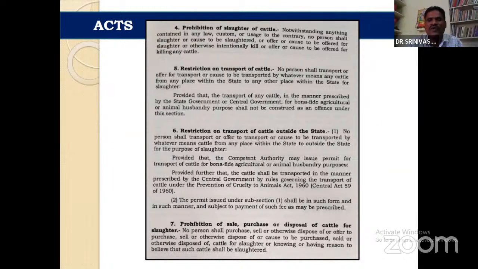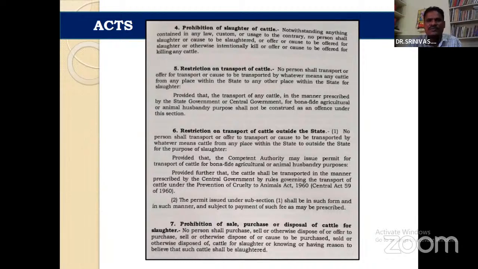There is no way to slaughter cattle or other cows. It is a very stringent action: prohibition of the slaughter of cattle, and even restriction on the transport of cattle. No person can transport animals for slaughter. They will be checked stringently by the competent authority. There is also a restriction on transport of cattle outside the state. If a farmer wants to get animals for agriculture purposes, he should have one compulsory certificate from the veterinarian. Then only can he transport the animals.